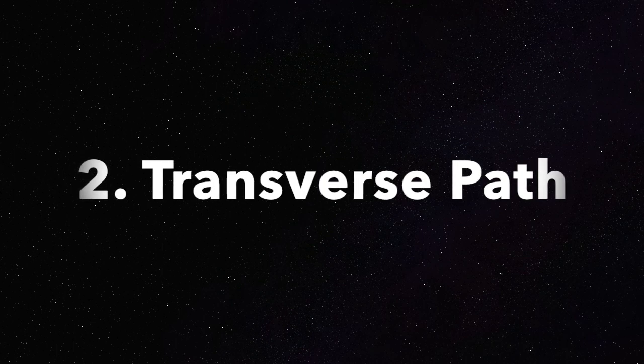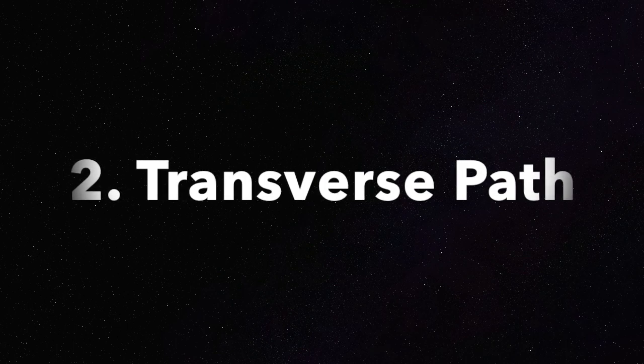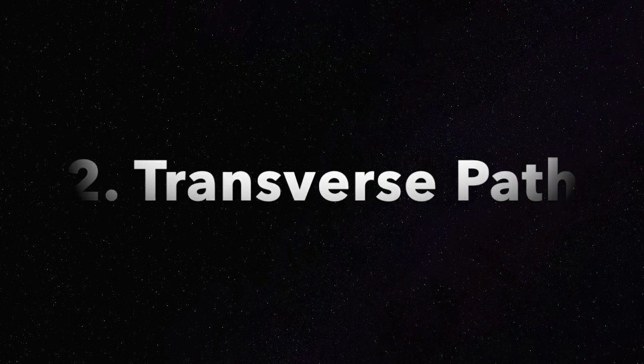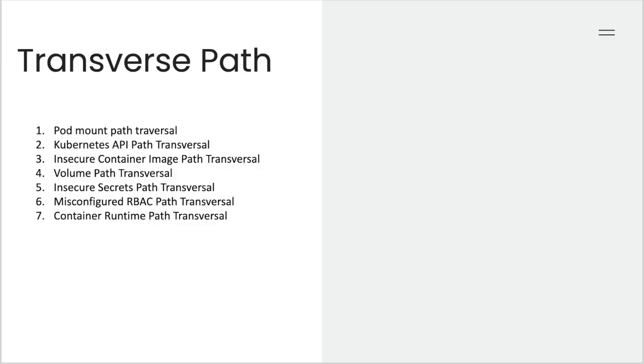In Kubernetes security, a traversal path would be a vulnerability that allows an attacker to access or walk through the sensitive parts of the systems that they shouldn't have access to. So for instance, if we divide that into a few keys, it would be pod mount path, Kubernetes API, insecure container images, volume path, secrets, misconfigured RBAC, or container runtime as well.